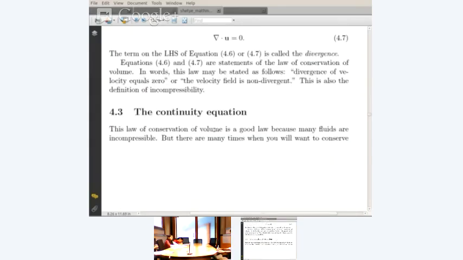This law of conservation of volume is a good law because many fluids are incompressible. Even air can be considered incompressible for many applications. When you assume incompressibility, one of the things that goes out is sound. If you assume incompressibility, you cannot talk of sound propagation because sound depends on compressibility. It's a compression wave that passes through a fluid, the medium. So the moment you make this assumption of incompressibility, you throw out sound waves from the problem.